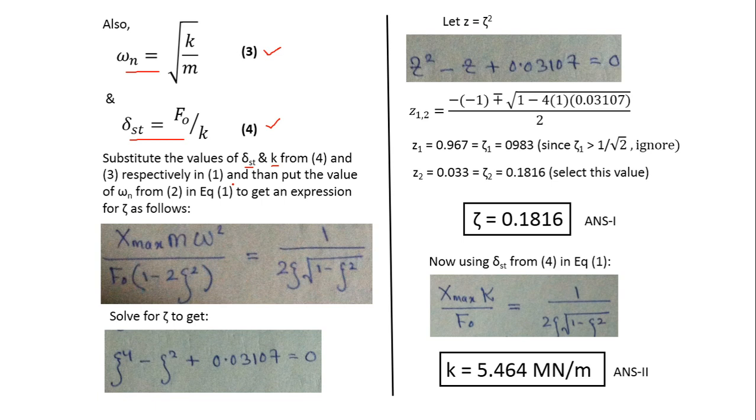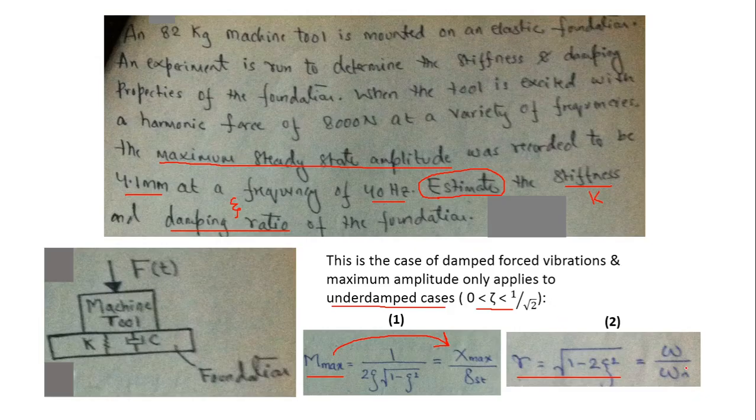At that instant, we have to find the value of omega n from equation number 2 and substitute in equation 1 to get an expression for zeta as follows. So we're going to find the value of omega n from this equation number 2. That will be, of course, omega upon 1 under root 1 minus 2 zeta square.